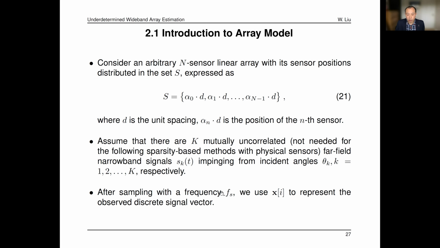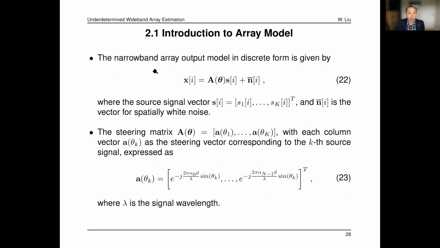And after sampling with the frequency Fs, we have this discrete form of the data model. So we use x[i] to represent the observed discrete signal vector. This is a narrowband model. x[i] and s[i], n bar[i] is the noise, s[i] is the source, and i is the time index.